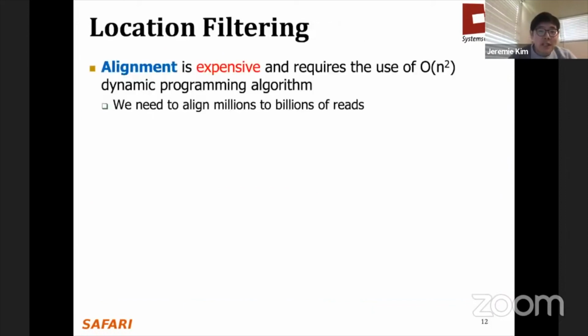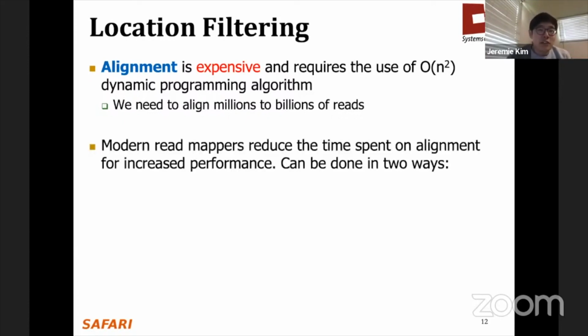So alignment is the algorithm for determining a match between a read and a reference substring. And this is very expensive and requires the use of the dynamic programming algorithm. To give a scale of required computation, a single human genome can generate millions to billions of reads, and each read results in multiple locations. So you'll have to check many of these locations.